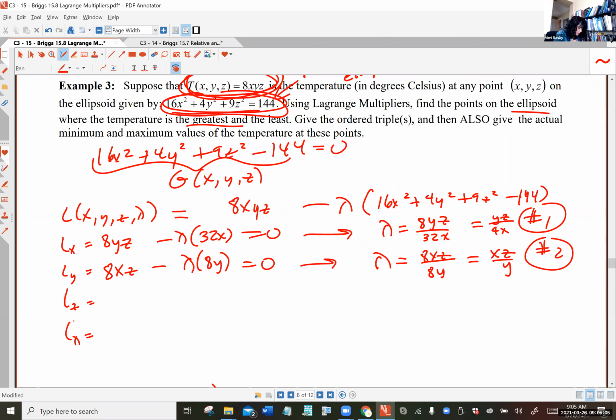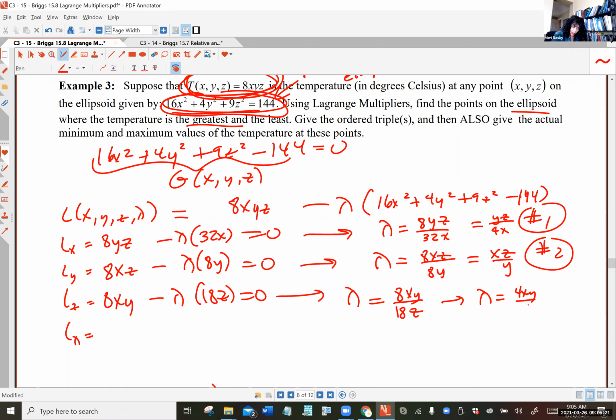Get your third partial here with respect to z. 8xy minus lambda times 18z. Set it equal to 0. Solve for lambda. 8xy over 18z. Reduce it. So my third lambda is going to look like 4xy over 9z. Call that number 3.